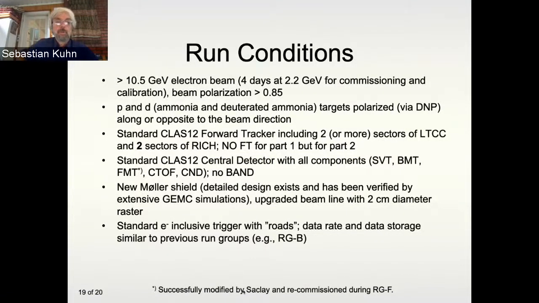I don't want to bore you with all the details about the run conditions, but keep in mind, we want to use all parts of CLAS12, except for the forward tagger for the first part, and we can't afford to put in the BAND detector. But other than that, we even have a new forward Micromegas tracker, which we already tested during the BONuS experiment, which just completed. And of course, we are hoping for that second sector of the RICH, which we just heard is planned to be ready in fall next year.